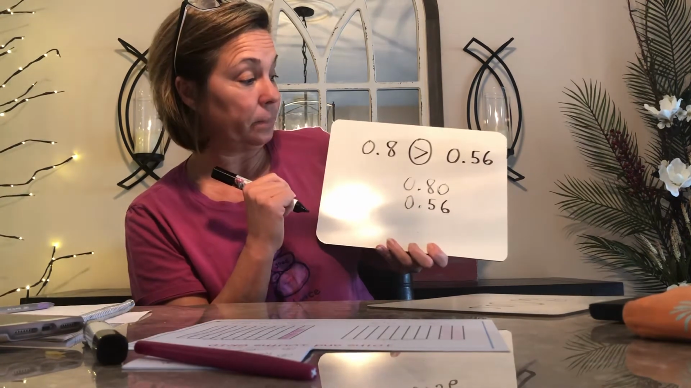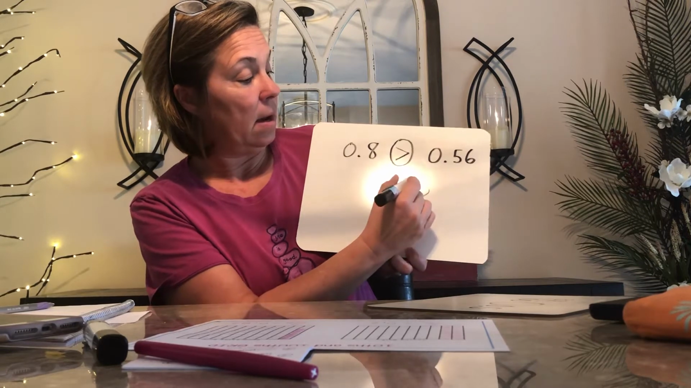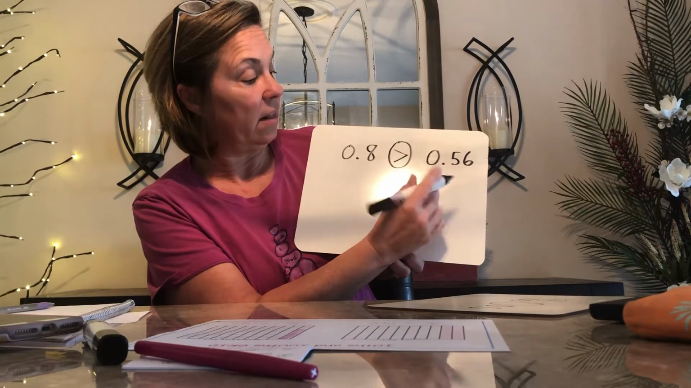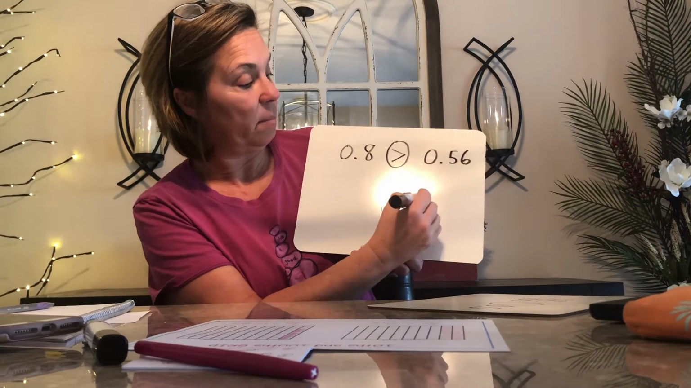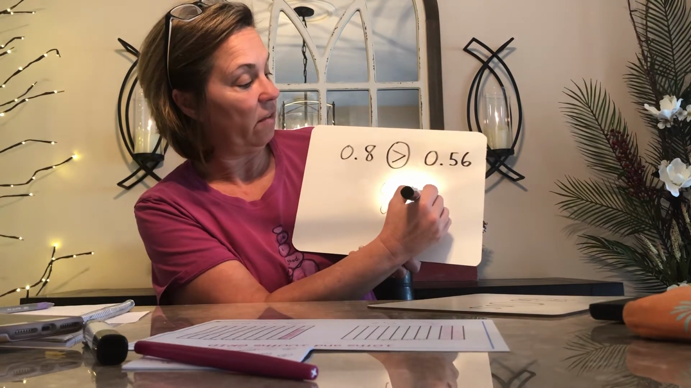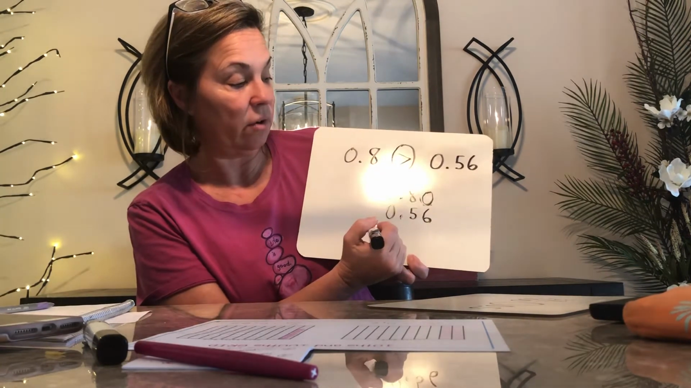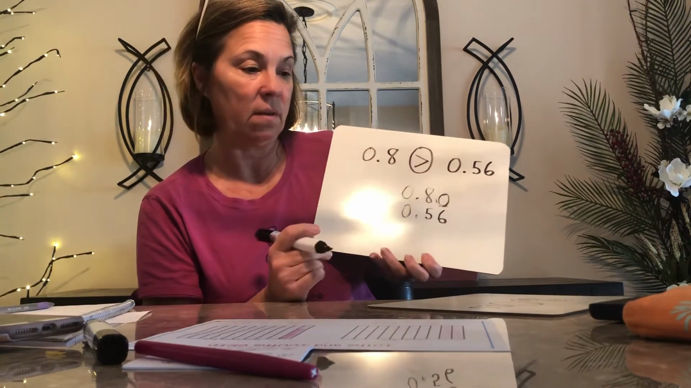All right. So line up your decimal points, and then make sure that you're filling in. This wasn't here, this was 8/10, but if there's a blank here and there's no digit in a space, you have to fill it in with the 0. So then you can see 80/100 is more than 56/100.